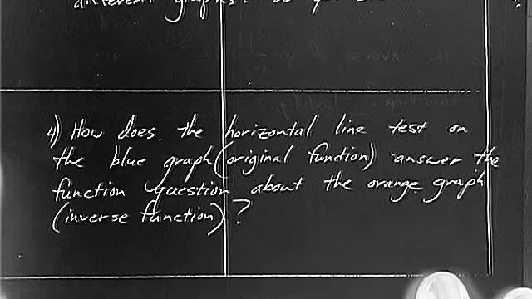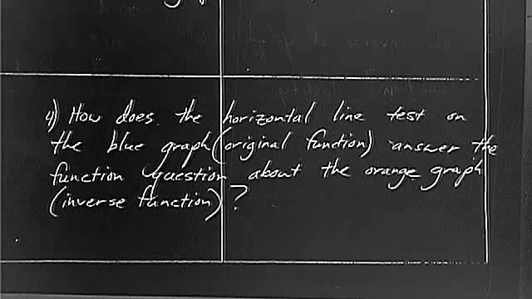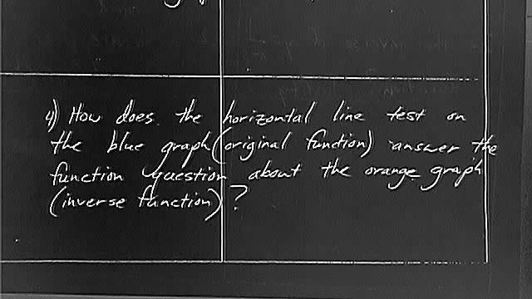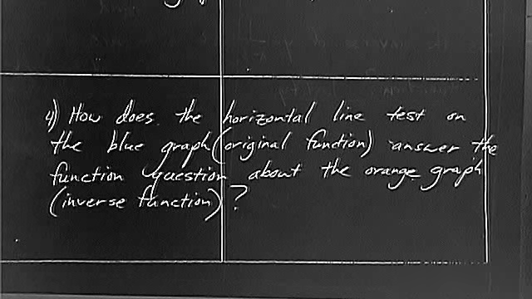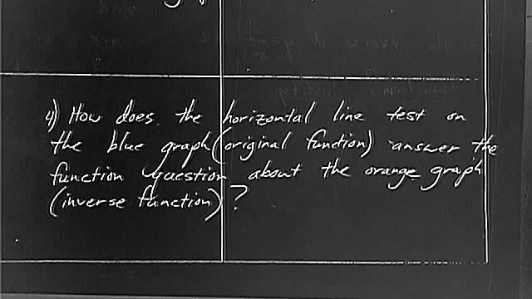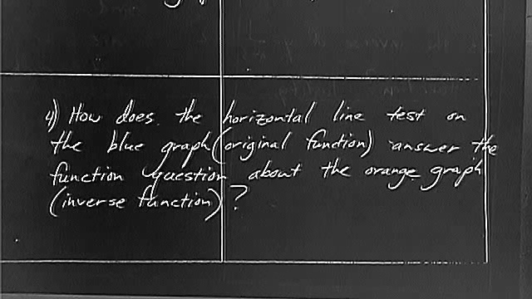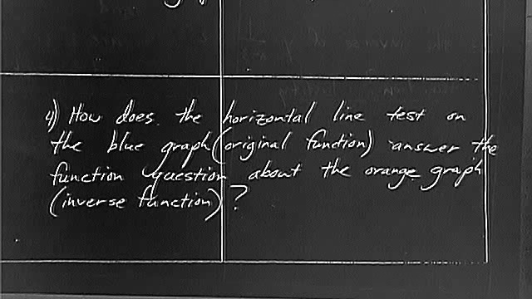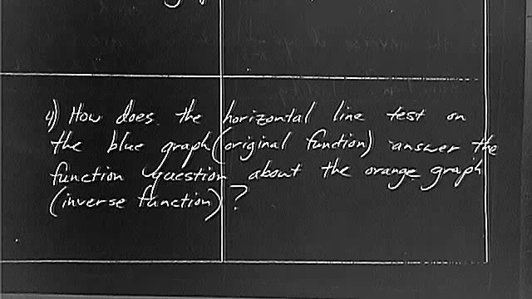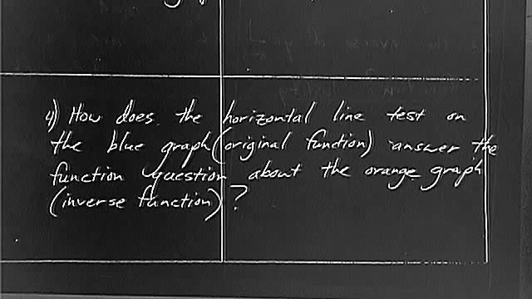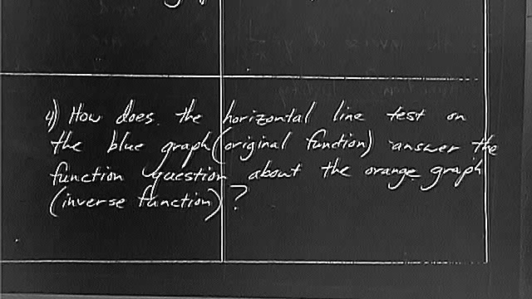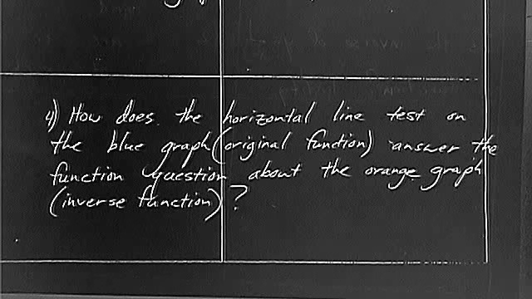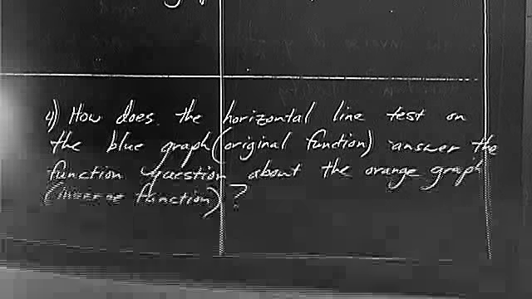Question 4. How does the horizontal line test on the blue graph, which is the original function, answer the function question about the orange graph? That's the inverse function. So in other words, I might ask you, is the orange one a function? And I want you to think about how does the horizontal line test on the blue one answer the function question about the orange one? Think about that.